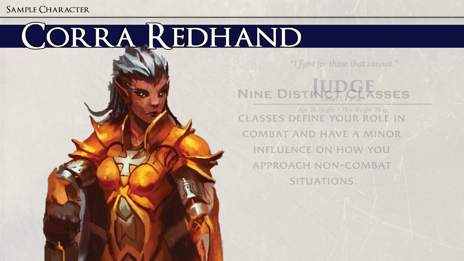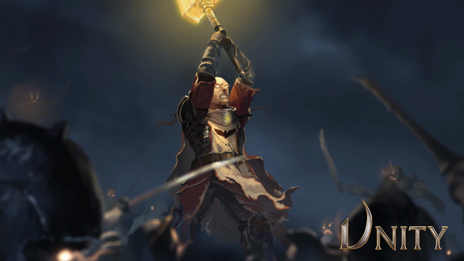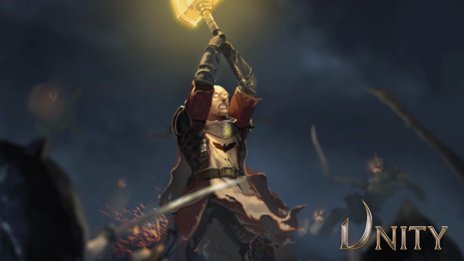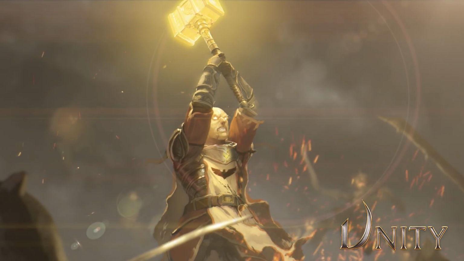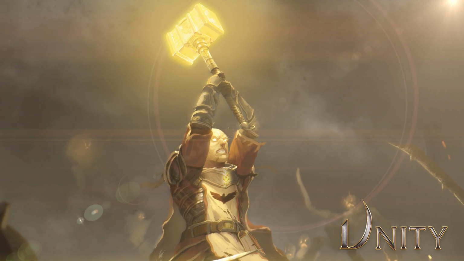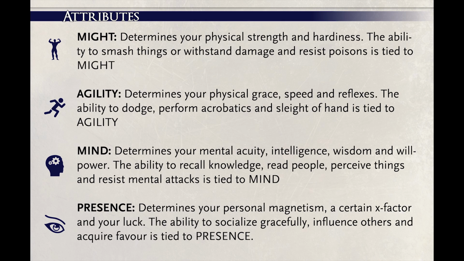Sarah chose to make Cora a judge. The judge class fulfills that traditional fantasy archetype of the holy martial warrior, or paladin. But this being Unity and a brand new unique world, judges have a bit of a spin on them. They are judge, jury, and executioner. They are the law.